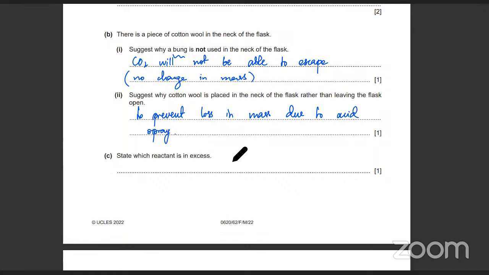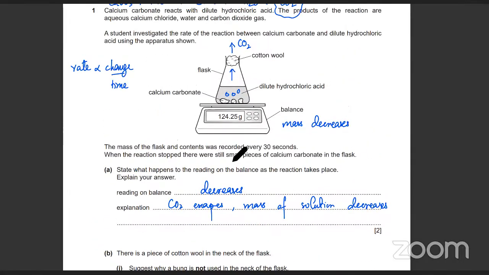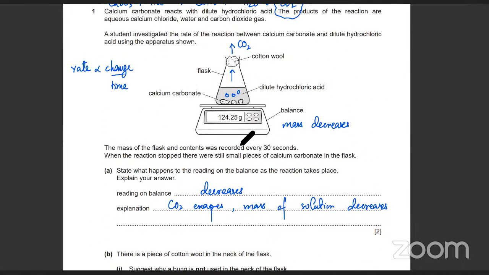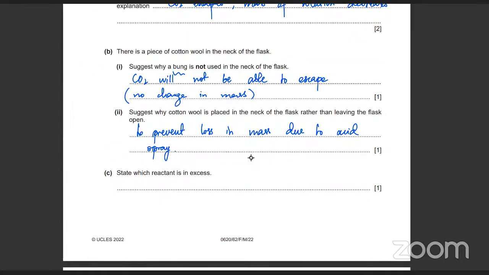Suggest which reactant is in excess. He told us here that even after the reaction stopped, there were still small pieces of calcium carbonate. That means it was the one added in excess, so there was still unused calcium carbonate. Is that clear? Yes.